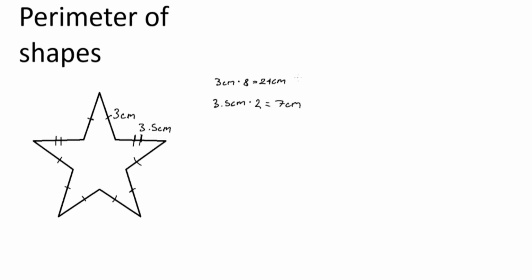And then we're just going to take these 2 numbers and add them together. So 24 plus 7 is equal to 31. And then we know perimeter is equal to 31 centimeters. And that is the introduction, or really not an intro because there's no other video after this, but that is perimeter.